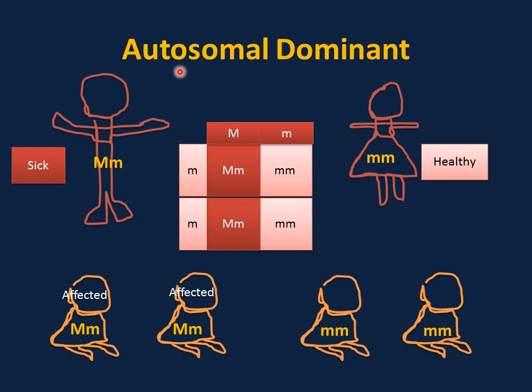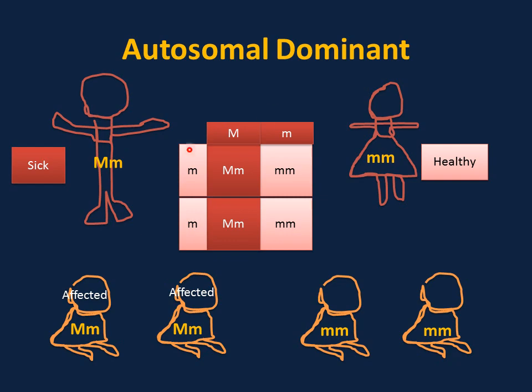Autosomal dominant. Autosomal means body chromosomes, not sex chromosomes. This means that any genetic condition associated with autosomal chromosomes can affect both males and females equally. Dominant means that the affected allele can be expressed by itself. Like in this case, let's pretend this father has Marfan syndrome, and the affected allele is in uppercase because it's dominant. So any child carrying the affected allele, the uppercase M, will be affected with Marfan syndrome.